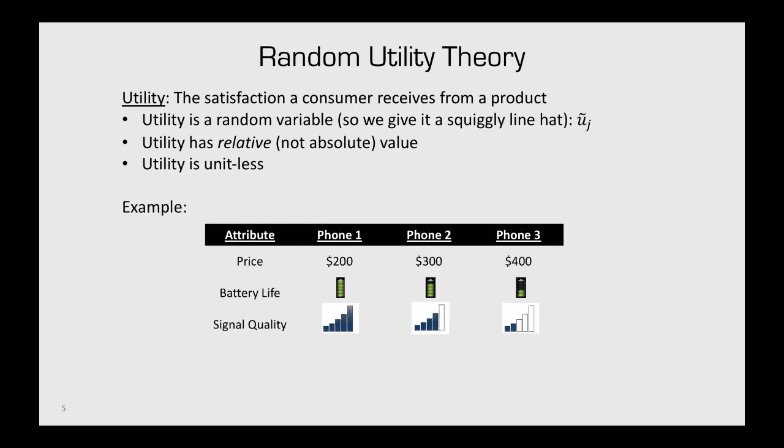So let's have a concrete example here. We have three phones. They have different prices, battery life, and signal quality. Phone 1 has the lowest price, best battery life, and the best signal quality. And phone 3 is at the opposite extreme. It's the most expensive, worst battery, worst signal. Phone 2 is in between. So in general, we would assume that the utility for phone 1 is higher than that of the other two, and the middle one, phone 2, is also higher than 3, because it has the preferred attributes that we would logically want: lower price, better battery life, and better signal.